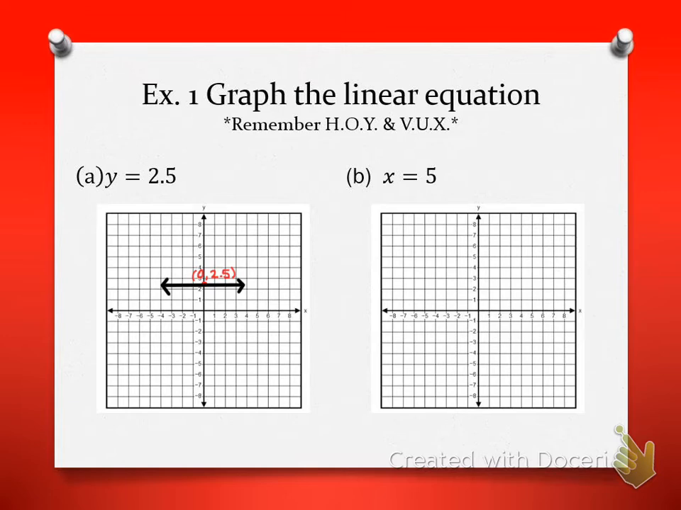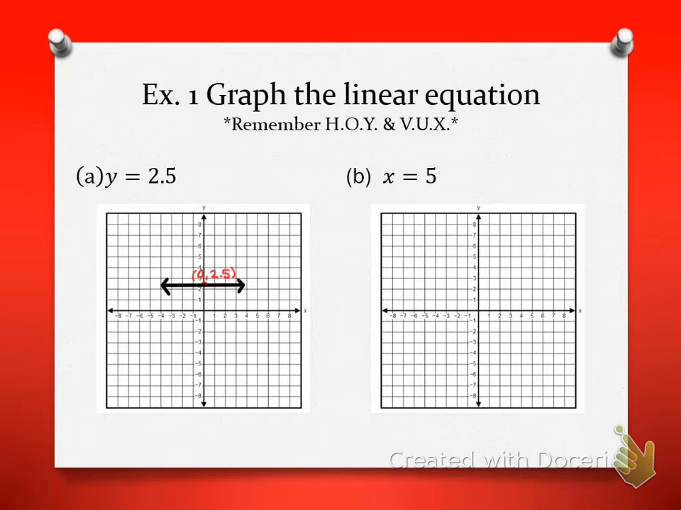When we look at letter B, we see right away, again, one variable. This is x equals 5. So our minds should immediately go to Hoy or Vux. Now this is x equals 5, so that means we're going to have what kind of a line on our graph? Vertical. All right, it's x equals 5, so that is a vertical line.